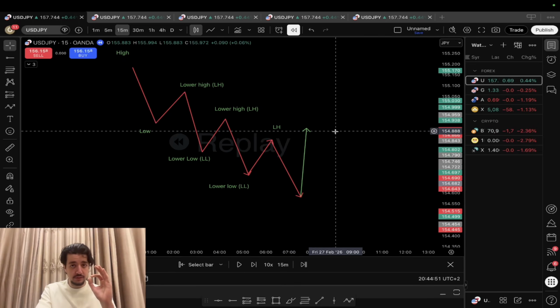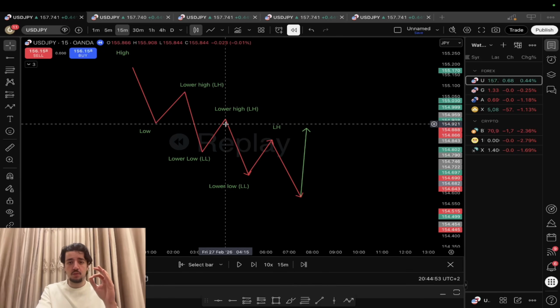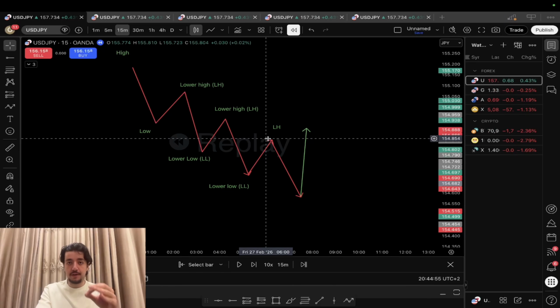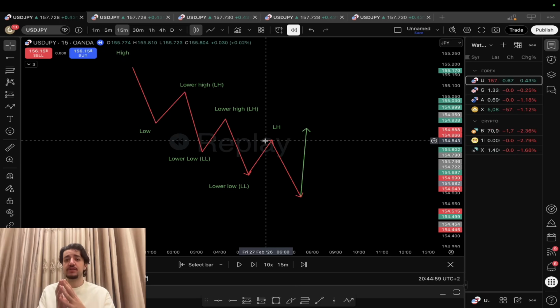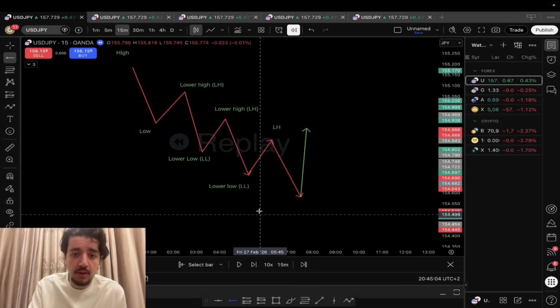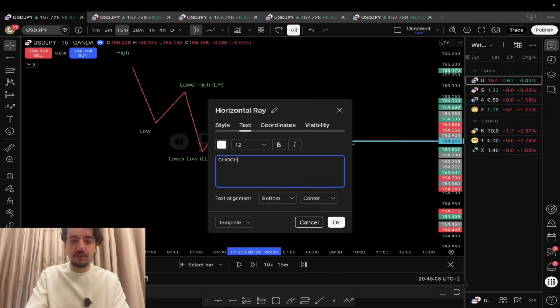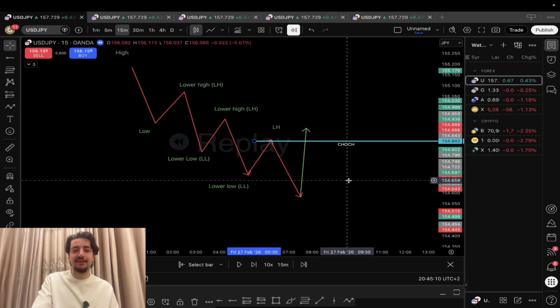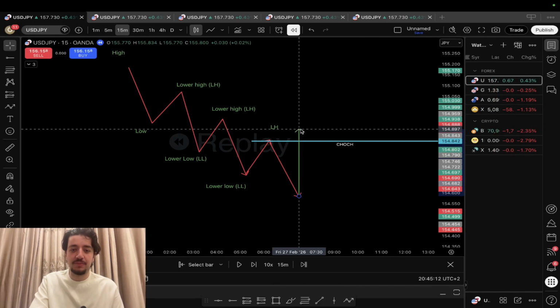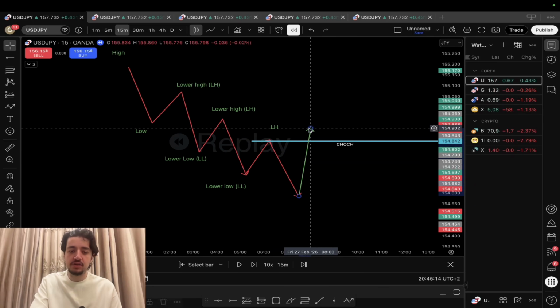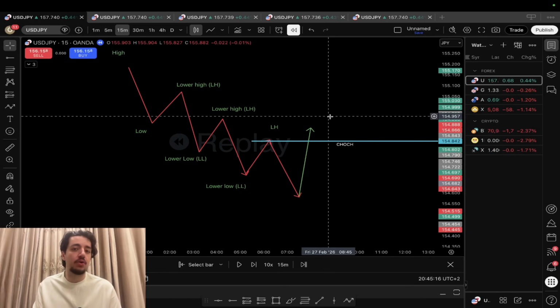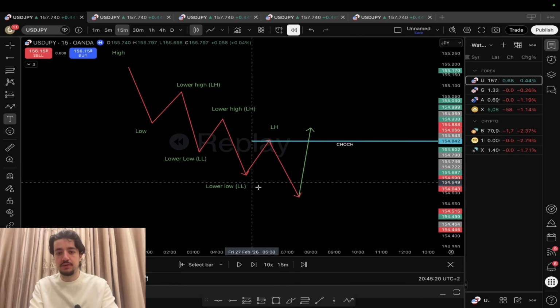Okay? I'm gonna say it again. When we close above the most recent lower high, that's when you know we're switching from a downtrend to an uptrend. And what is this called? It's called change of character. Change of character. CHOCH. Okay? So, after we close above the most recent lower high, are we in a downtrend now or are we in an uptrend? We're in an uptrend. Okay? So this is the first step.